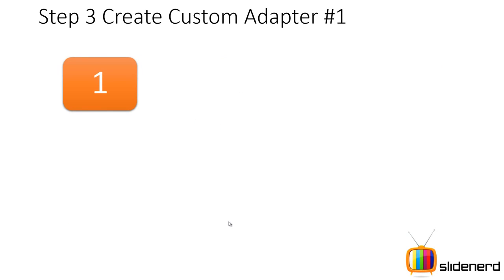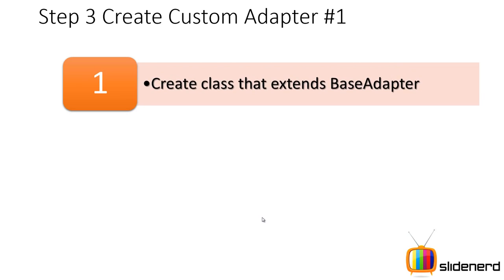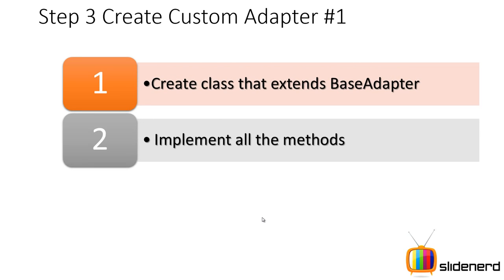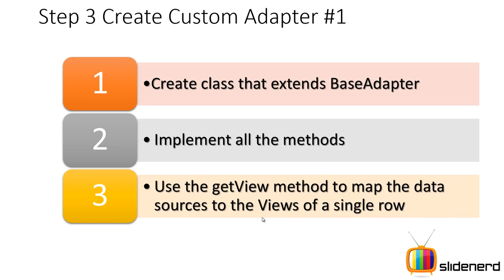So how to create a custom adapter using your BaseAdapter? These are the following steps. Step 1. Create a class that extends BaseAdapter. Step 2. Implement all the methods that you need to override. Step 3. Use the getView method to define how you will pick the data from the data source and put it inside some view object whose structure is defined by that single row which we have been talking about so far.